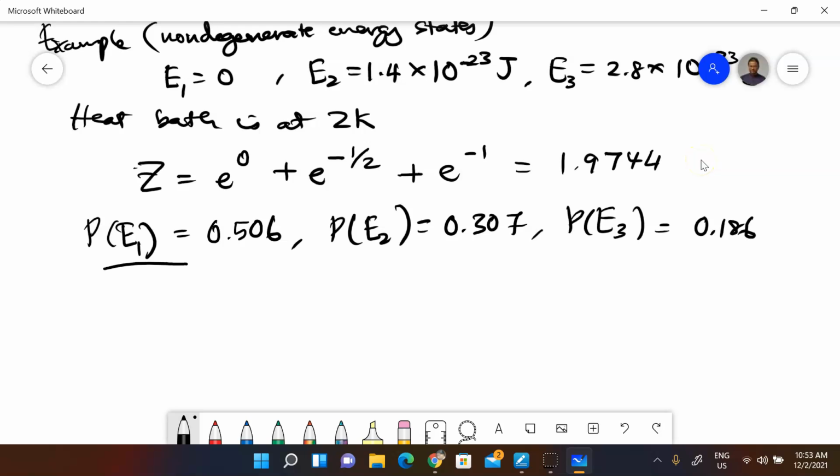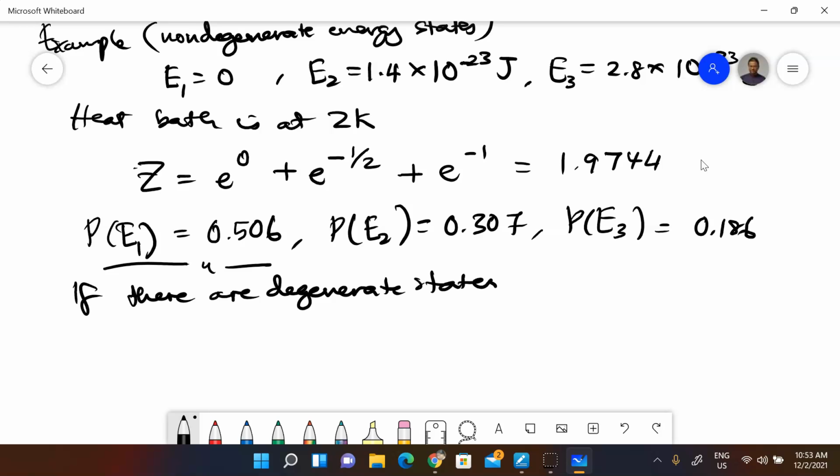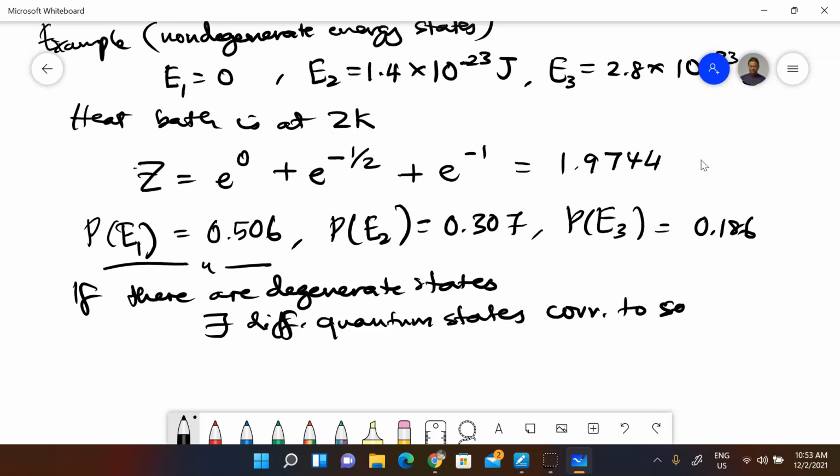Let me finish off with one last thing. If there are degenerate states, what does that mean? There exist different quantum states corresponding to the same energy. Then the formula that we had before gets modified. Just write it down, then we can stop the lecture.